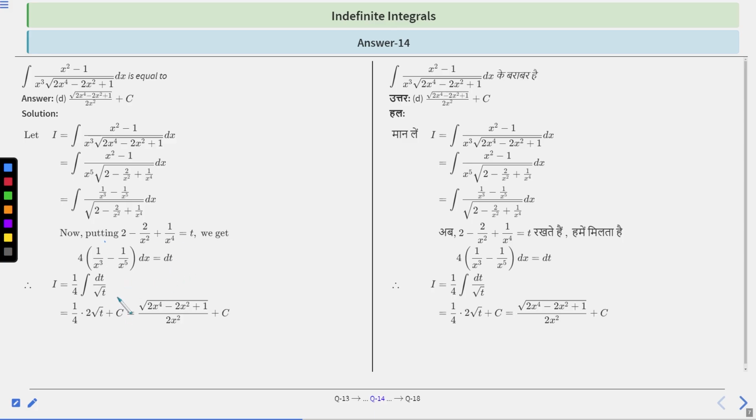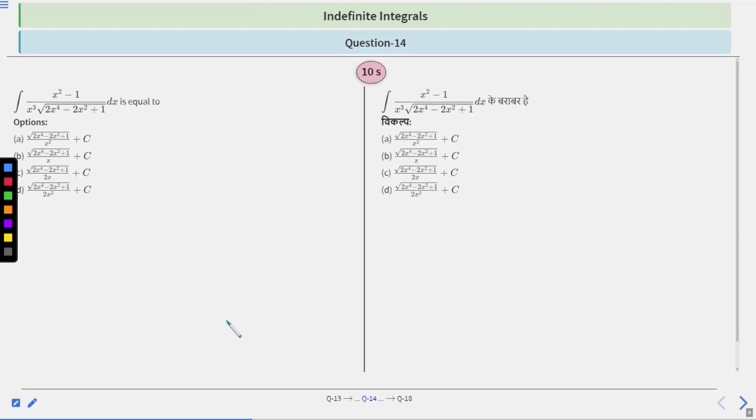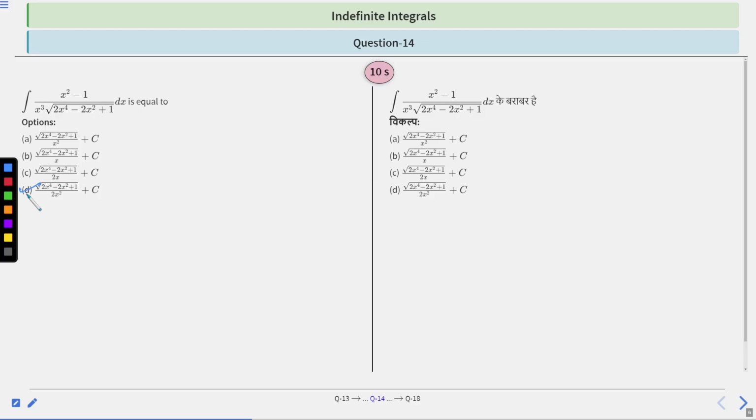Integration of dt upon root t is equal to 1 by 4 times 2 root t plus c, right? Integration of t to the power minus 1 by 2 will be 2 root t plus c. Let's put t as 2 minus 2 by x square plus 1 by x to the power 4. Therefore I will be root over (2x to the power 4 minus 2x square plus 1) upon 2x square plus c. Clear? So I think option D is the right choice. Option D is the right choice.